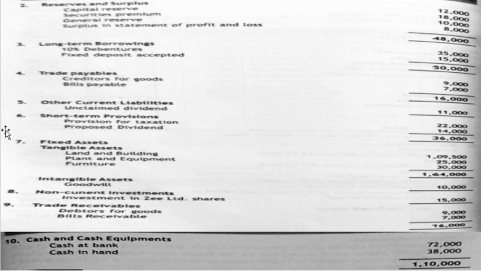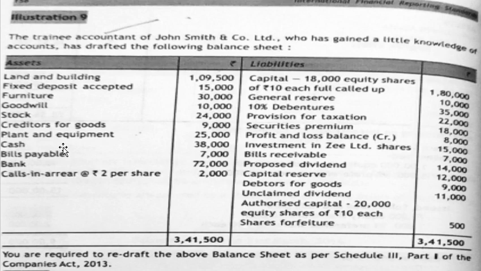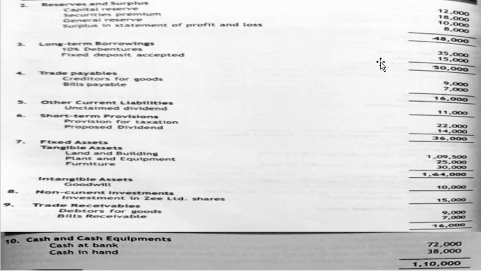Next is your fourth working note, which is trade payables. Here, if you have trade creditors or trade payables and bills payable, you will record them. So we have bills payable of 7,000, recorded under trade payables. Then we have creditors for goods, which is 9,000, which is also your trade payable. So we record trade payables 9,000 and 7,000, which gives you 16,000.